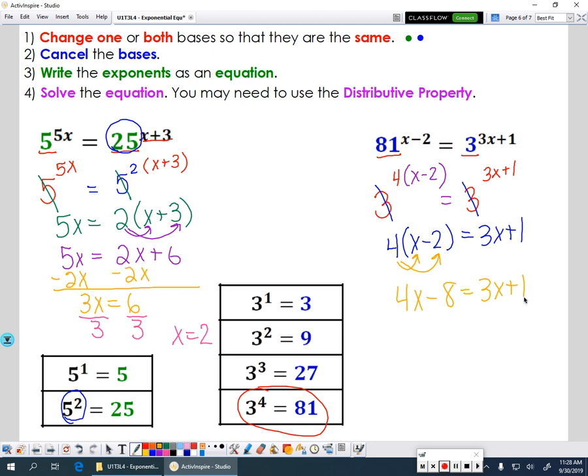And it's time to move my variables together, so I'm going to move this 3x over. And that's going to leave me with 1x minus 8 equals 1. And now I have to move my numbers together, so I'm going to undo this subtraction, and I'm going to get 1x equals 9. All right, so go ahead, do the on your own problems, and we'll talk tomorrow in class.